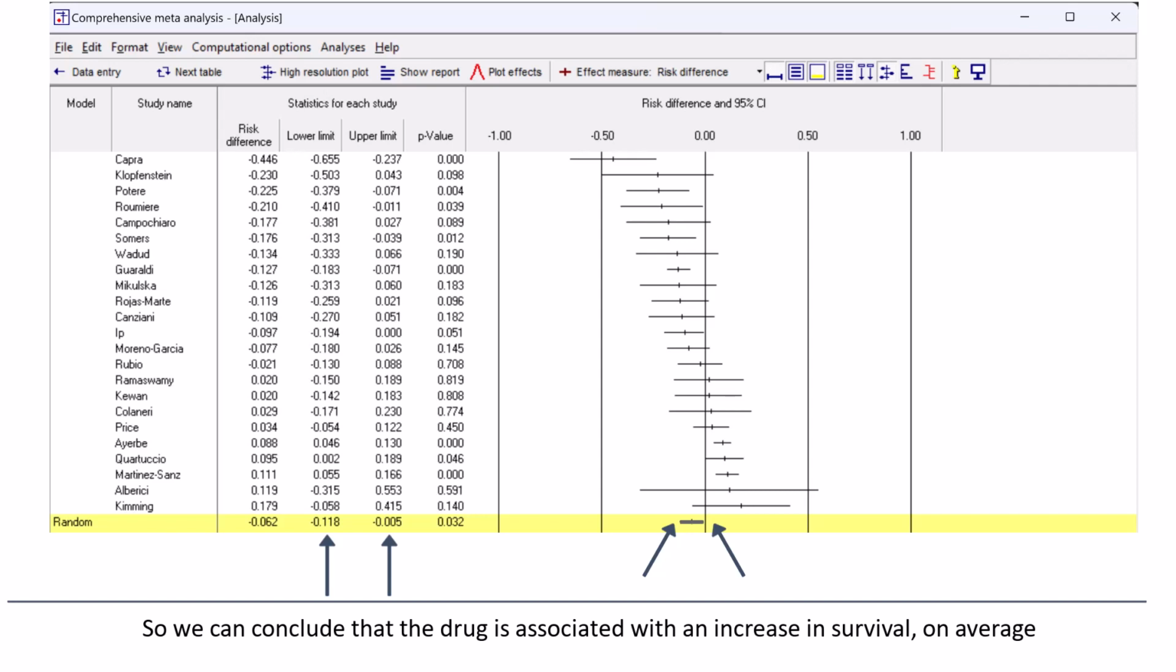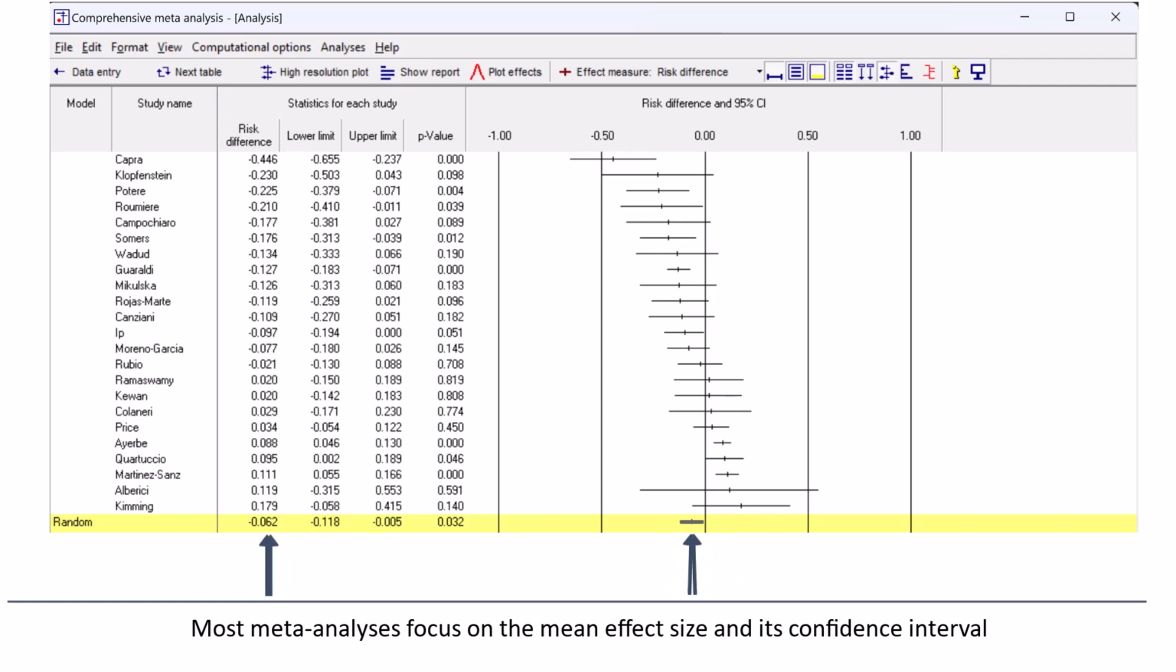Most meta-analyses focus on the mean effect size and its confidence interval, but this is not always the correct approach. That depends on how widely the effect size varies. If the true effect size is essentially the same in all studies, then indeed it would make sense to focus on the mean effect. However, if the true effect size varies substantially across studies, we need to focus also on the heterogeneity of effects. The correct way to quantify the heterogeneity is to compute a prediction interval.